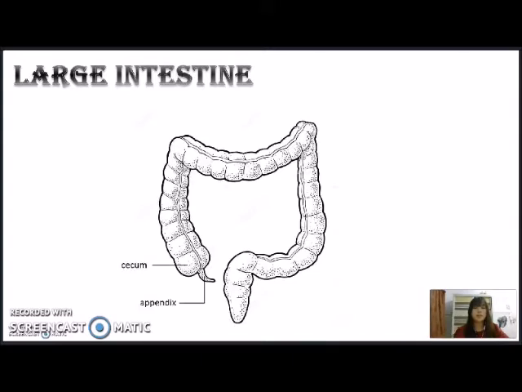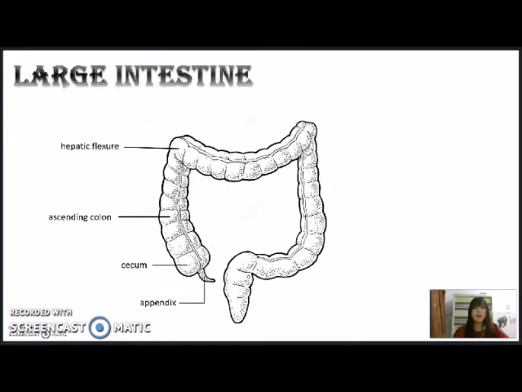Here is the cecum, the first part of the large intestine lying in the right iliac fossa of the abdomen. Here is the ascending colon, the portion of large intestine located between cecum and rectum, and it travels through the right iliac fossa, right flank, and right hypochondriac region.